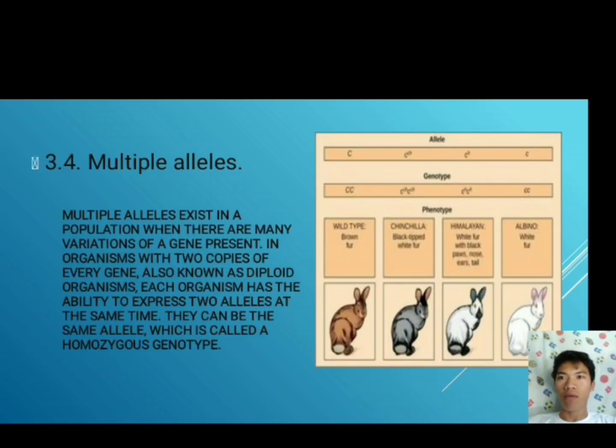Multiple alleles. Multiple alleles exist in a population when there are many variations of a gene present. In organisms with two copies of every gene, also known as diploid organisms, each organism has the ability to express two alleles at the same time. They can be the same allele, which is called a homozygous genotype.